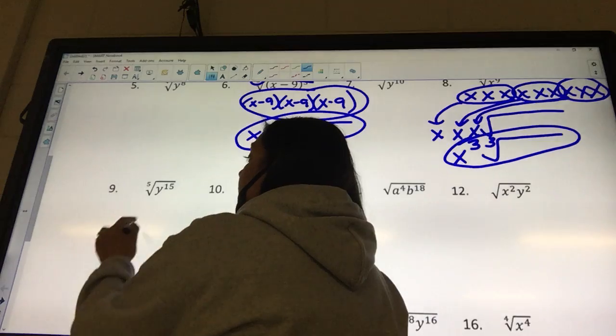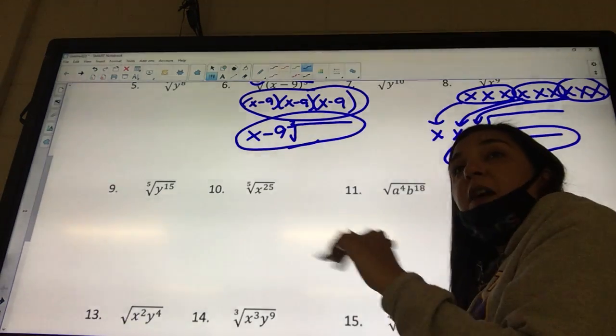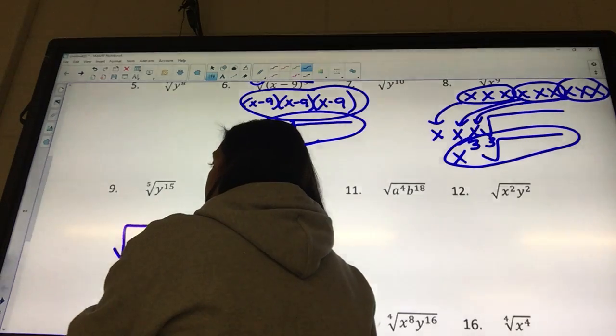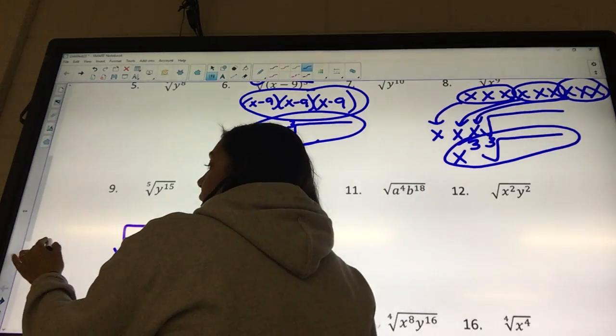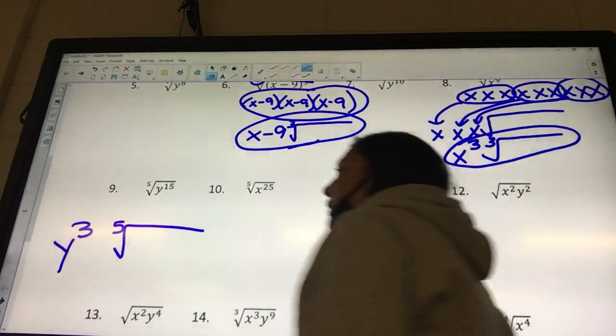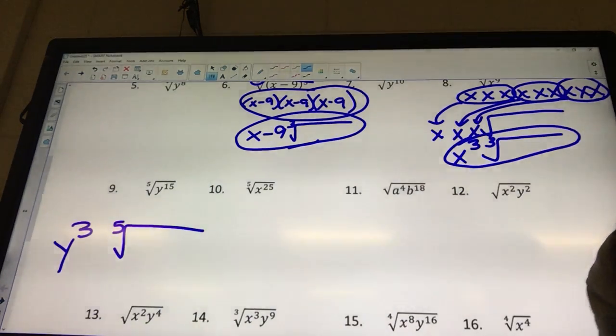If you can't do it that way, write them all out. Write all 15 of them out and circle in groups of 5. So what are we going to have on the outside? y cubed, and the 5. And is there any left on the inside? No.